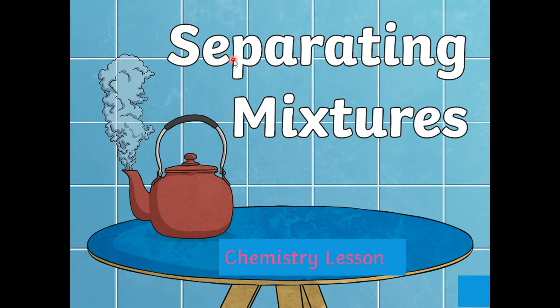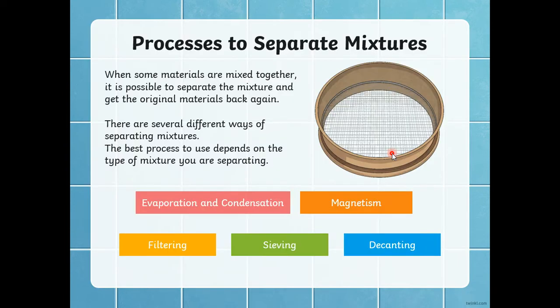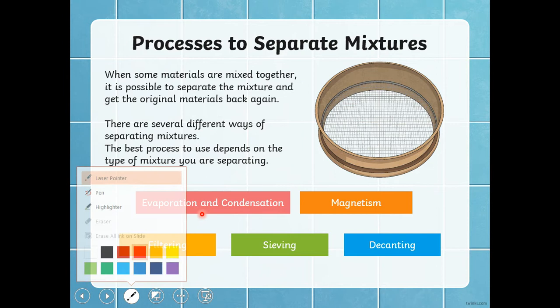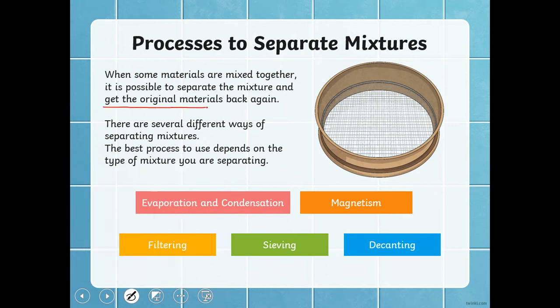The topic for this lesson is separating mixtures. Again, separating mixtures. And so let's begin. So, processes to separate mixtures. Now, when some materials are mixed together, it is possible to separate the mixture and get the original materials back. So, notice that point. We are going to separate these mixtures so that we'll be able to get the original materials back again. And so that's the key thing. We're looking at separating mixtures.